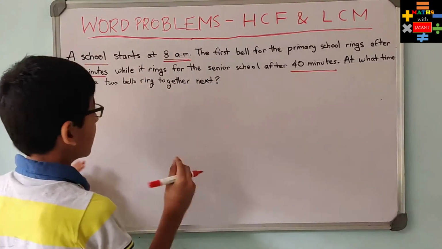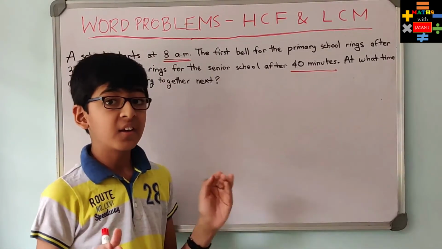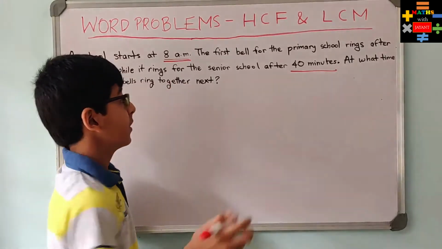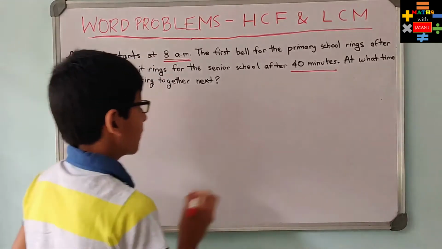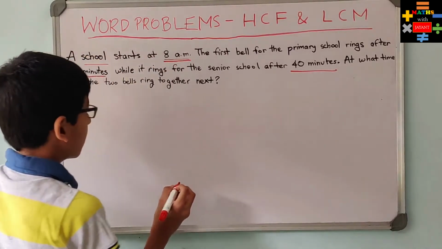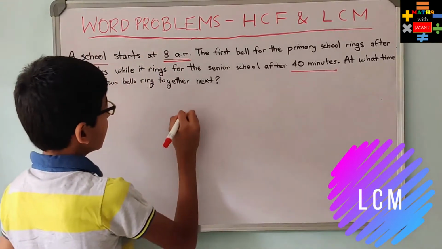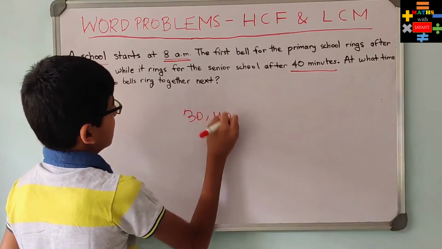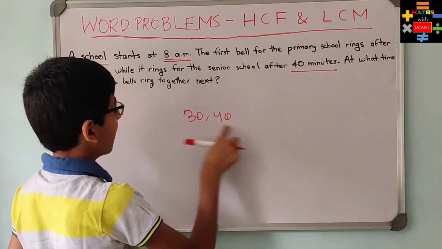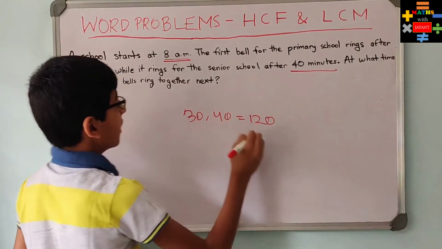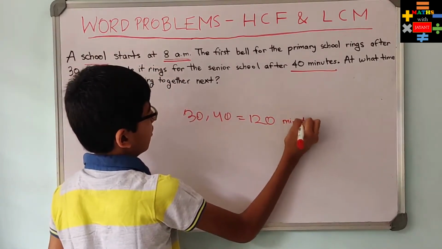So first let us see after how many minutes these 2 bells will ring together, and then we'll add that to 8 o'clock. For finding this we need to see in the minimum time after how many minutes will they ring. Over here we have to find the LCM for such questions. So the LCM of 30 and 40, if you check, is going to be 120. Now as it's 30 minutes and 40 minutes, the answer will come as 120 minutes.